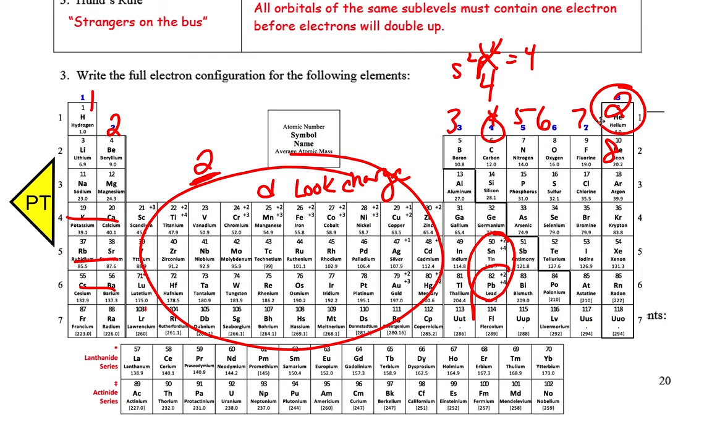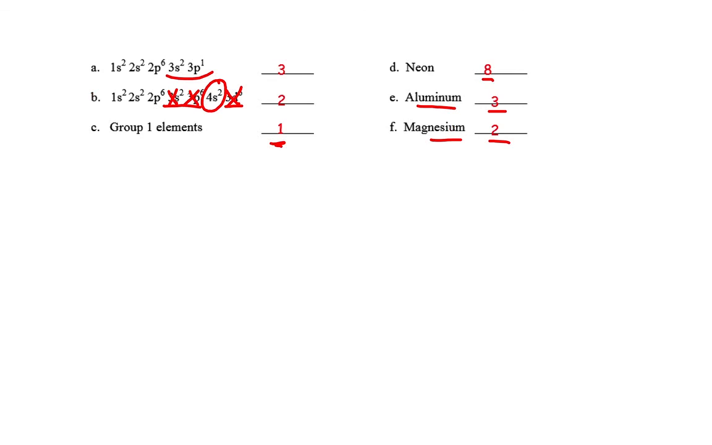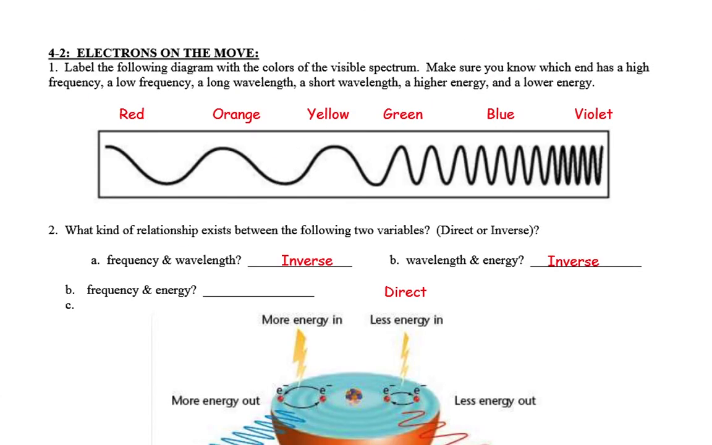Okay. And helium, don't forget, only has 2. And that is the end of this section. Now, next we'll talk about electrons jumping around.